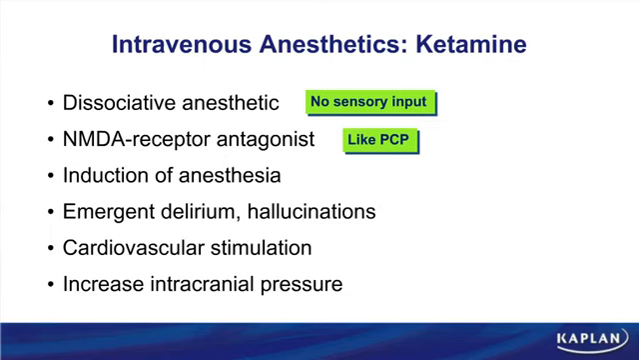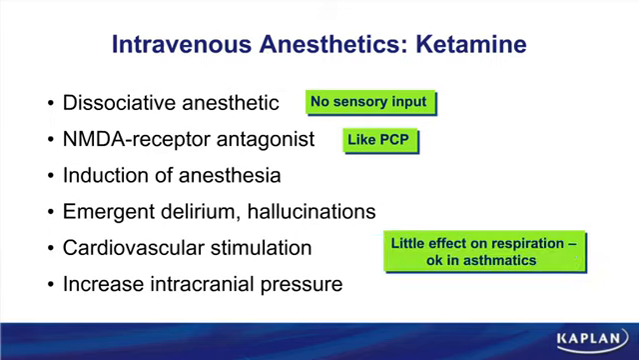Ketamine can be used for the induction of anesthesia, but it does have some very interesting properties. And this drug has been abused because it causes this emergent delirium and hallucinations. So while you're catatonic, boy, you're having some good dreams. It does have some cardiovascular stimulatory effects, but this drug has very little effect on respiration, making it a popular choice in asthmatics, although it can increase intracranial pressure.